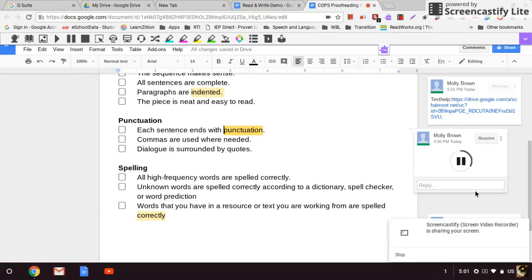Don't forget that not every sentence ends in a period. Make sure that your punctuation matches the type of sentence you wrote.